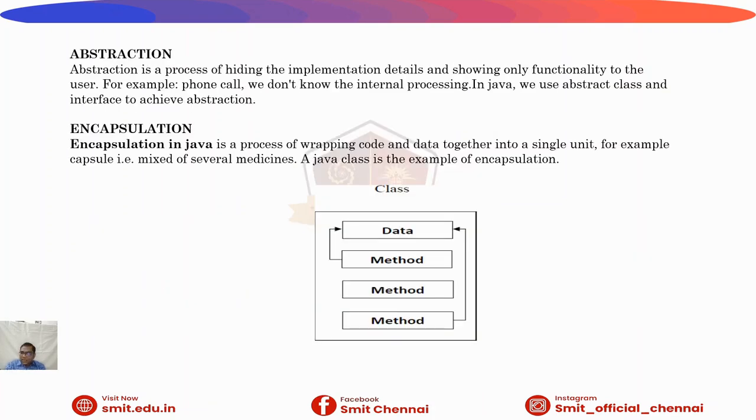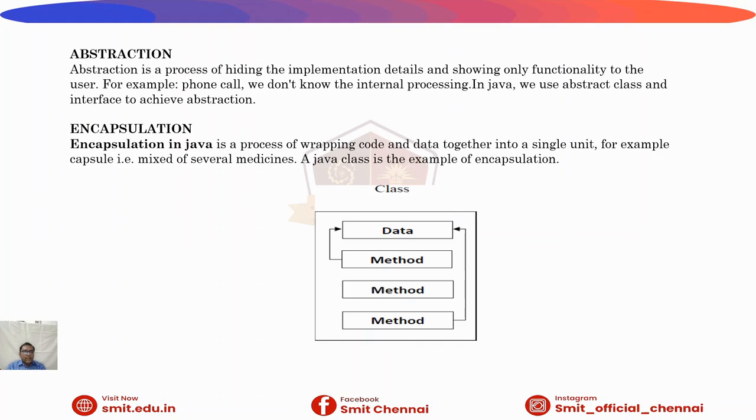Next is abstraction. It is a process of hiding the implementation details and showing only the functionality to the user. Now, for example, when you make a phone call, we need not know about the internal processing. We just need to know how to dial. That is enough. That is what is called abstraction.